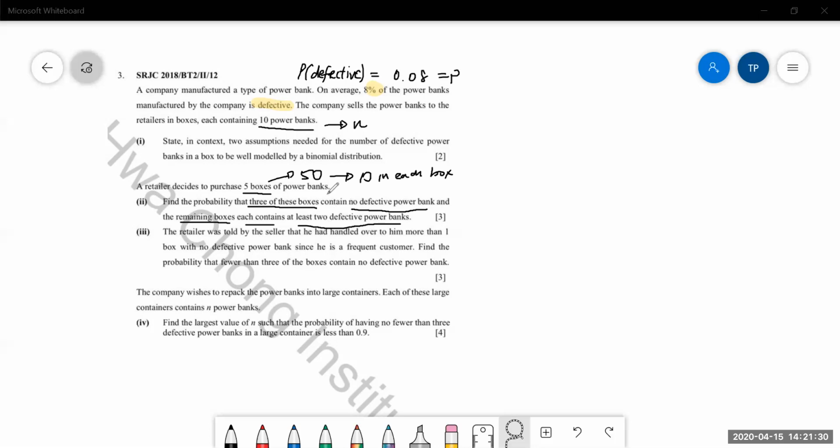Okay. So firstly, we need to find the probability of one box having no defective power bank. We need to define what X is first. X will equal what? The number of defective power banks? No, it's the number of boxes. The number of defective power banks in each box.